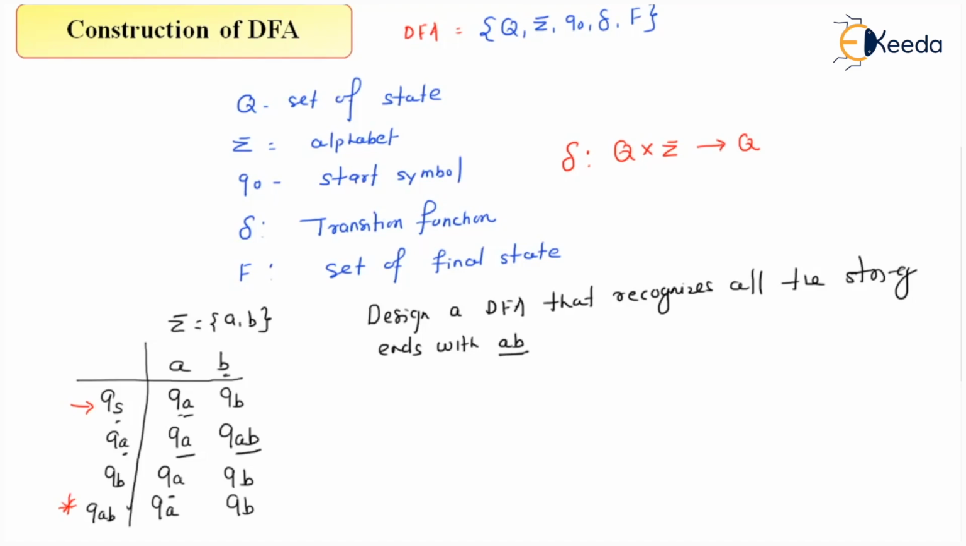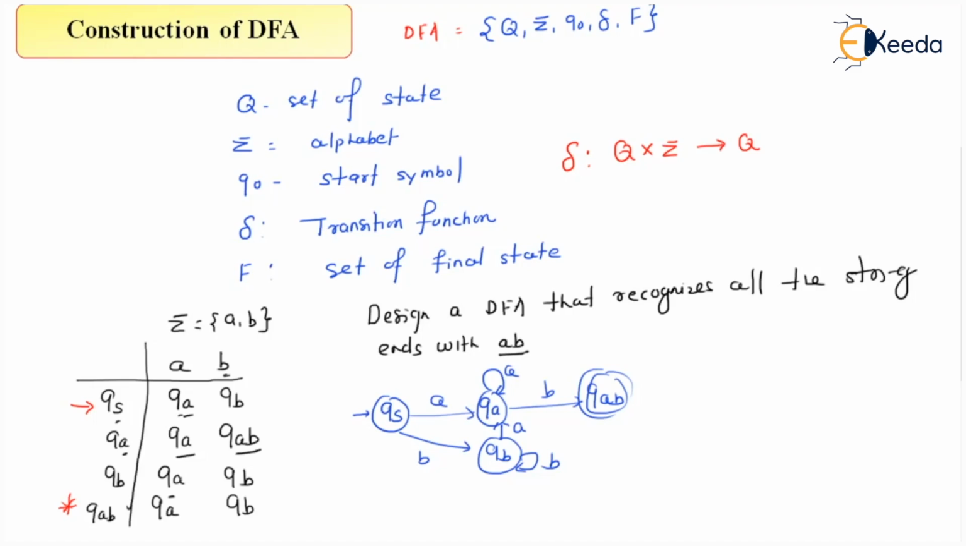Okay, let's draw this diagram. So here QS is the starting point, and the moment A comes, we remember it in QA. If B comes, then we remember this thing in QB. If more A's are coming, let it stay here. The moment B comes, we reach QAB. At QB, more B's stay here. If A comes, back to this. In QAB, if B comes, we'll come back to this state here, and if A comes, I'll go back to here again.